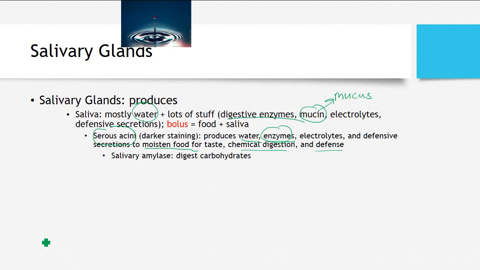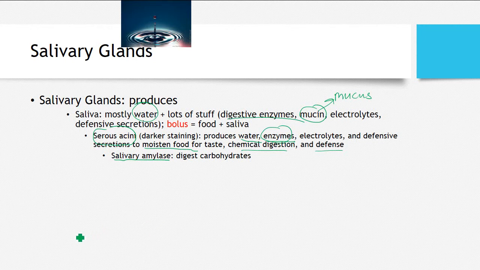Some of the enzymes that you need to know: one is salivary amylase. Amylase will digest amylose. Amylose is just a fancy way of saying starch. Starch is a type of carbohydrate. What are the 4 biomolecules that you talked about way back in the time? Nucleic acids, carbohydrates, proteins, and lipids, right? So this one digests carbohydrates.